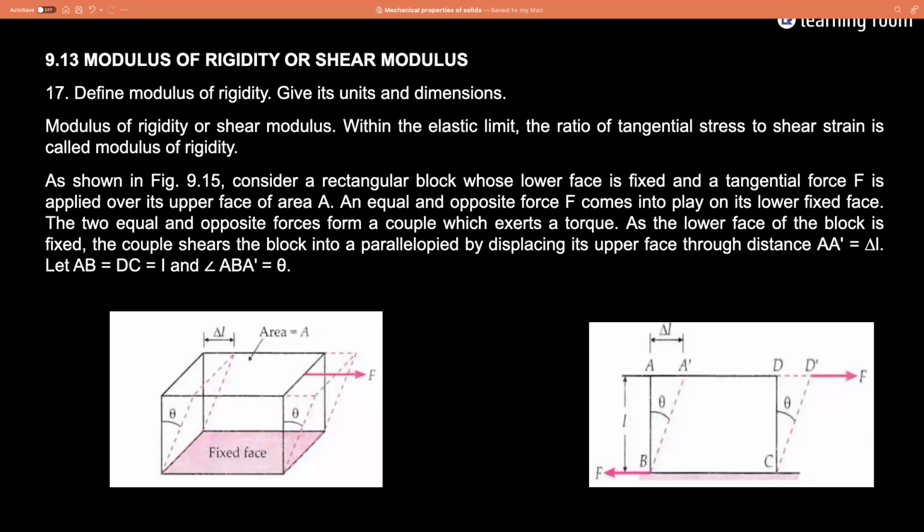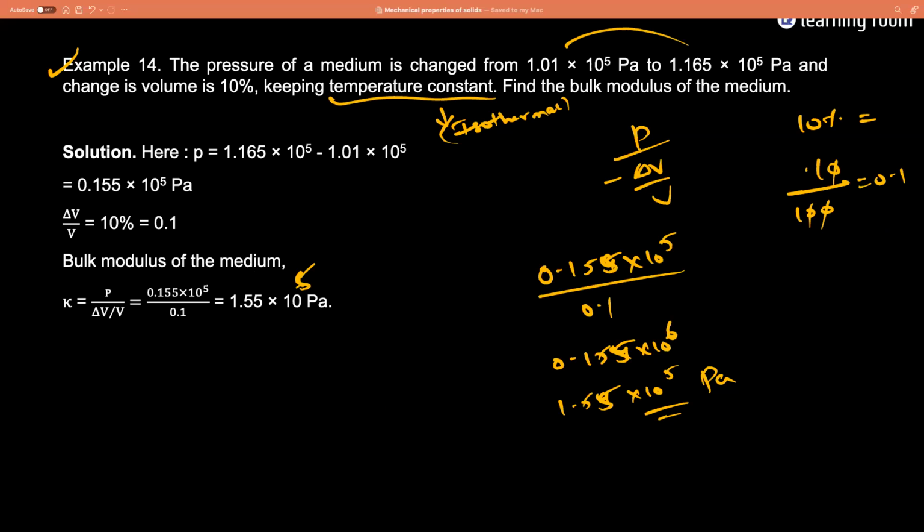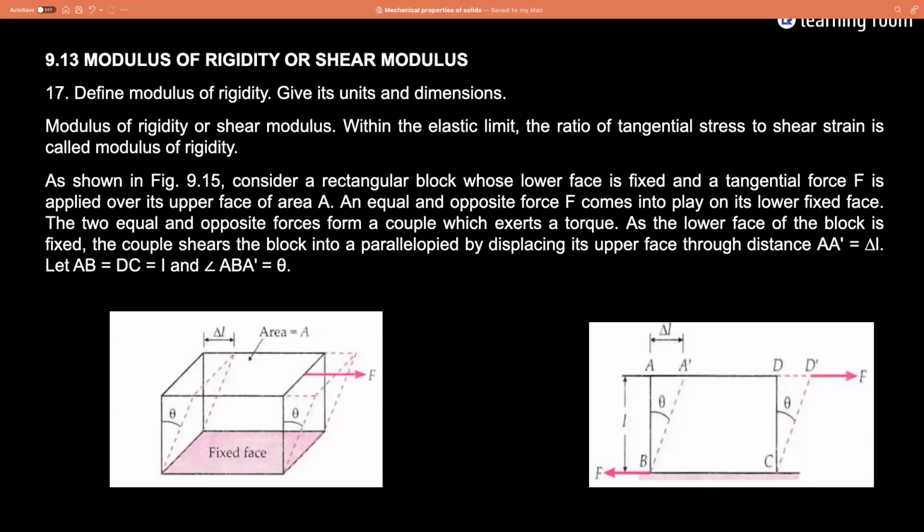So modulus of rigidity or shear modulus. How do we define it? It is defined as the ratio, within the elastic limit, of the tangential stress to the shear strain. This I showed you yesterday.